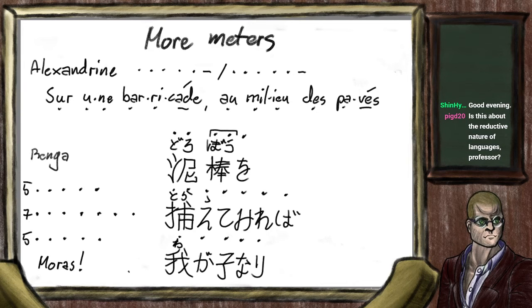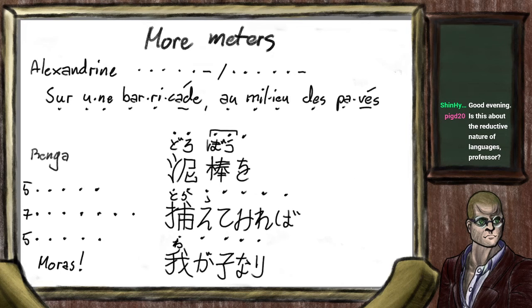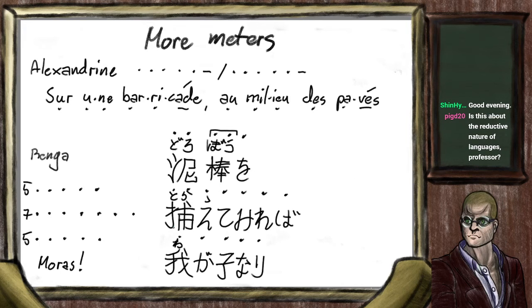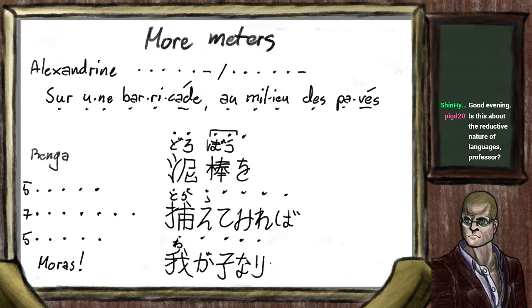And in this poem, we only have one syllable here that has a long o in it, and therefore is a bimoraic syllable, so a syllable that lasts for 2 units of time. This is dorobo toraetemireba wagakonari. So when I catch the robber, I see that he is our son.